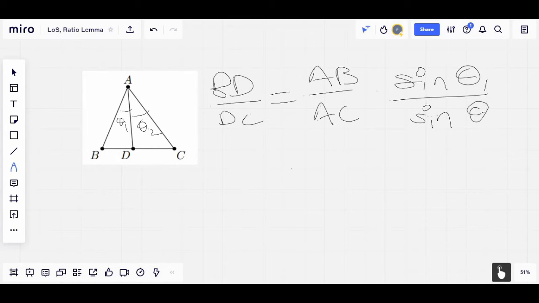So looking at the sines, we already see that the law of sines could be useful. And let's explore that idea a little more deeply. So we have that by the law of sines on triangle ABD, we have that BD divided by sine theta 1. Okay, already we're seeing the BD and the sine theta 1, and so we know we're kind of on the right track.